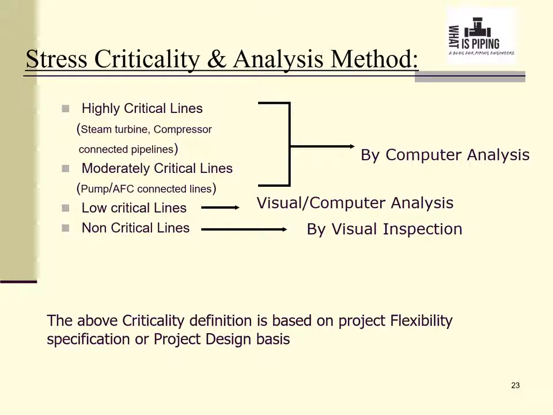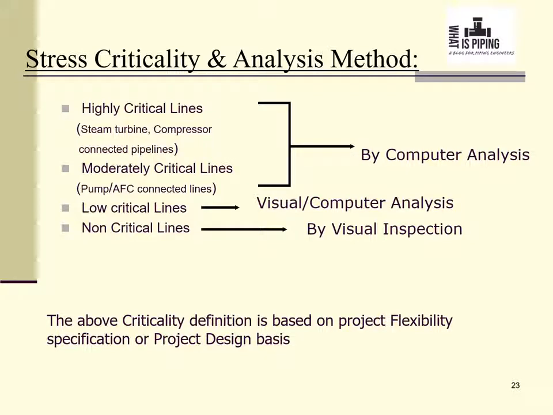All lines in the line list or PNID are categorized based on their criticality into various groups like high critical lines. These are steam turbine, compressor connected lines. Moderately critical lines like pump or AFC connected lines. Then low critical lines, slightly lower based on temperature and pressures, and non-critical lines which have very less temperature or pressure, normally side rotated.